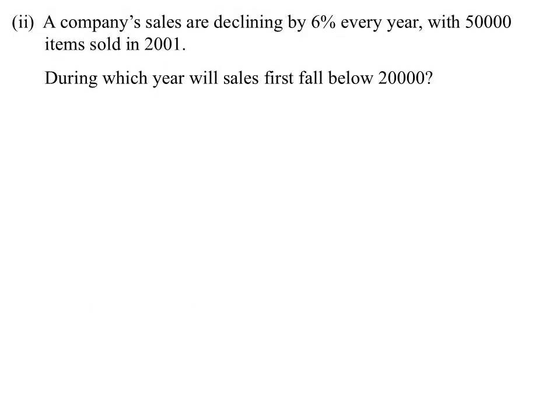Company sales, they're not doing too well, it's declining 6% every year. We know in 2001 there were 50,000 items sold. So during which year did the sales fall below 20,000? First term's 50,000. The ratio, of course, is not 6%, it's declining by 6%, so the ratio is 0.94. And we want to know when the general term is less than 20,000.